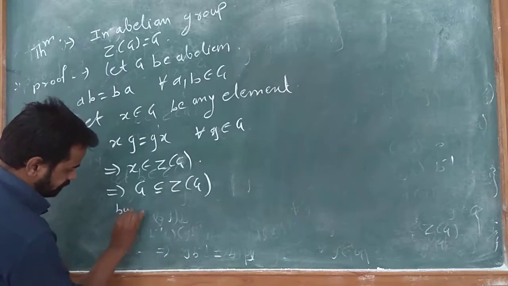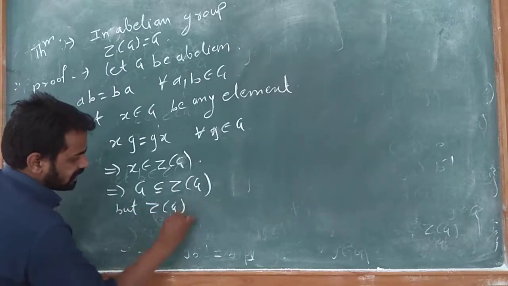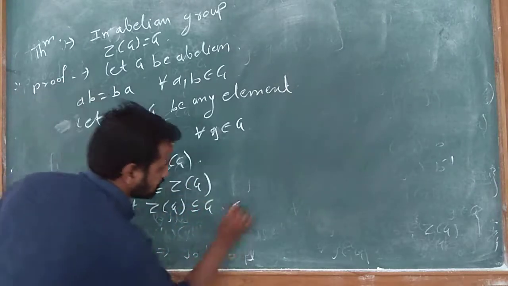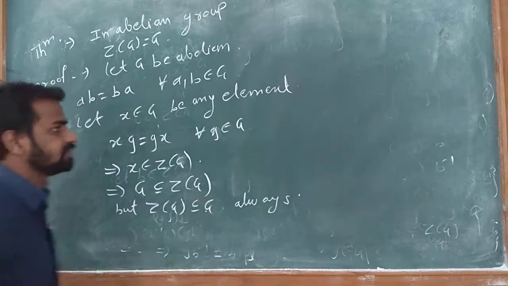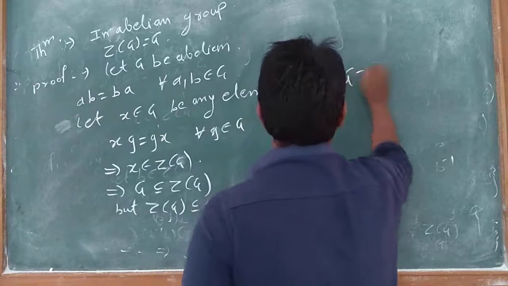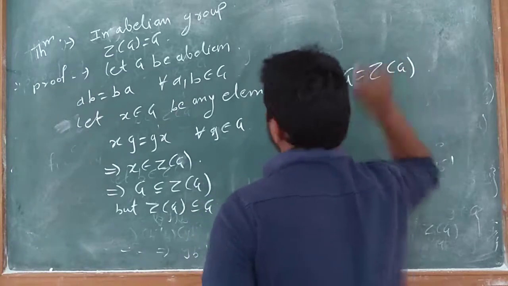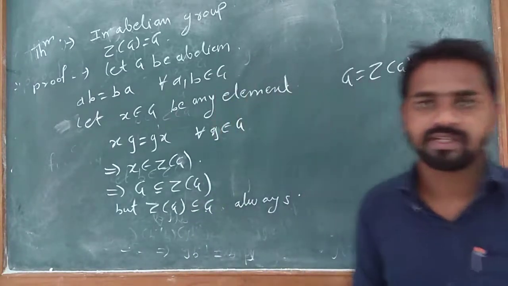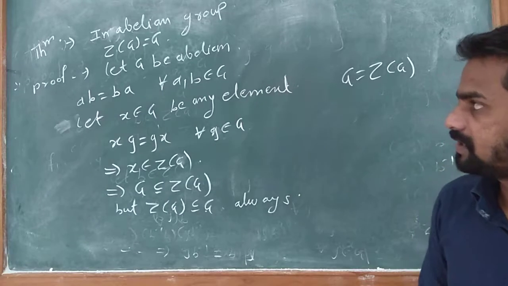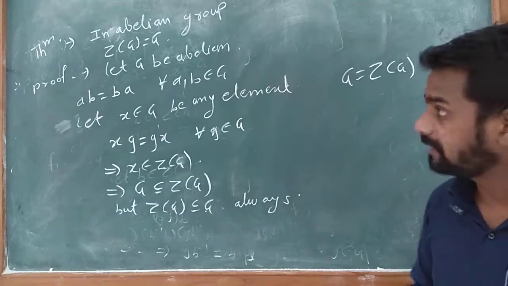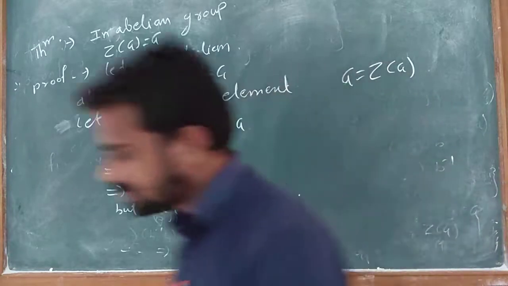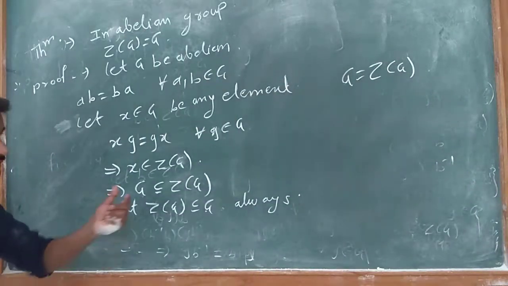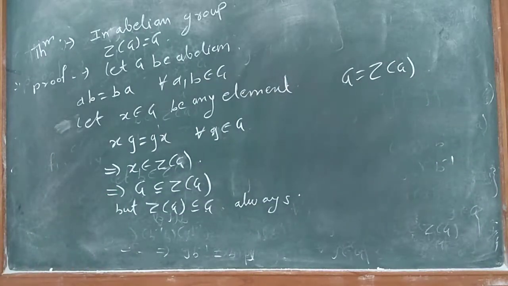But Z of G is a subset of G always. Therefore, by this and this, we get the equality G is equal to Z of G. Also, the converse is true. If Z of G is equal to G, then G is abelian. Similarly, we can show if Z of G is equal to G, then we have to show that A star B is equal to B star A.